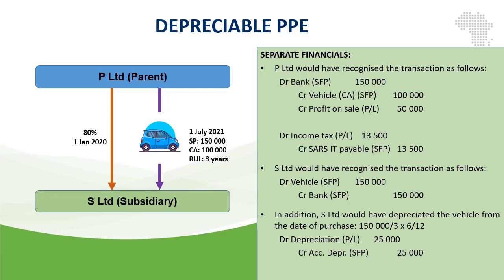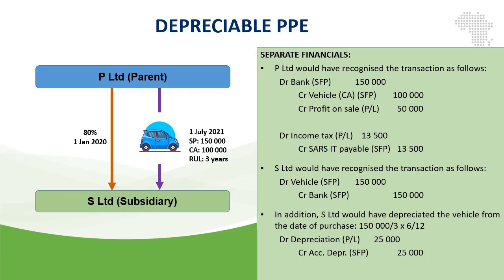The difference of 50,000 represents a credit to profit on sale, and because it's a profit on sale, it will also attract income tax expense. So P Limited debited income tax expense with an amount of 13,500, which is just 27% of the profit, and they credited the SARS income tax payable account with the same amount to show that they need to pay this amount to SARS. It's a liability to SARS.